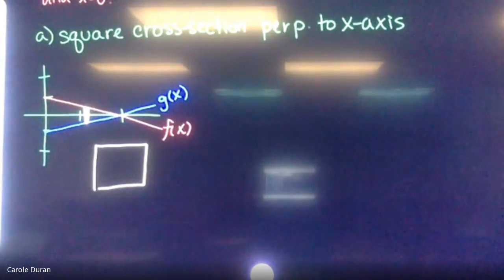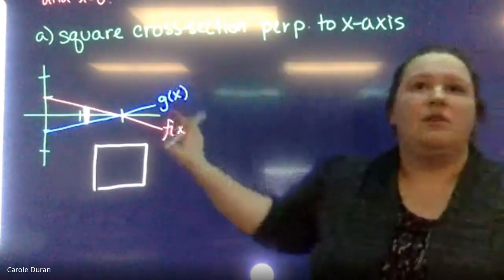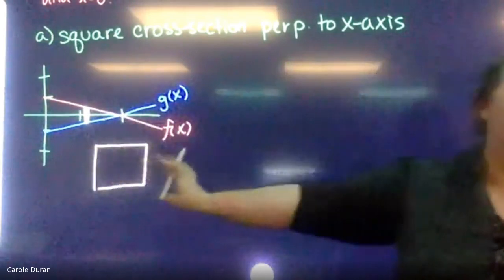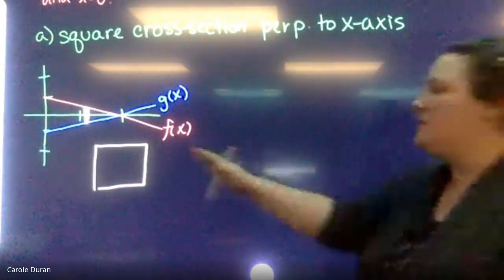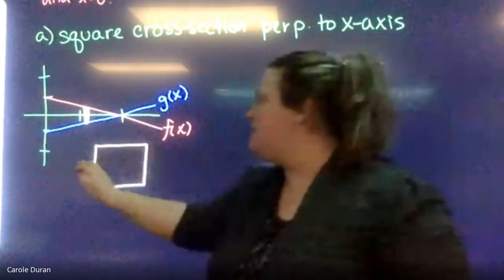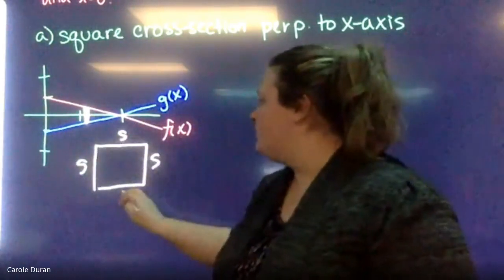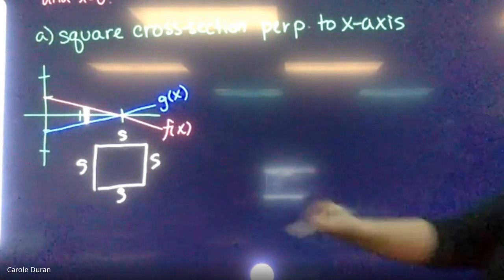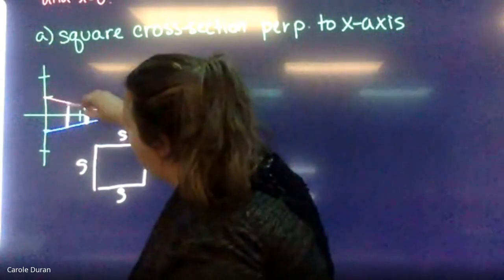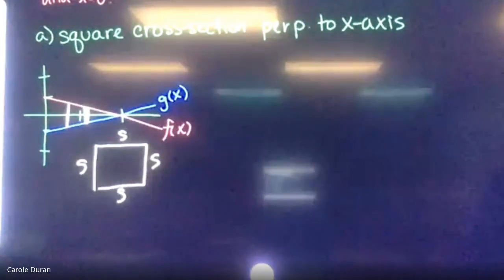So we have to find a way to relate these equations to the length of the sides of this square, because the only way I can calculate the volume is to first find the area of my square, or the area equation. A square, of course, has all the same sides, so all my sides are the same length. We're going to call them S. So how do I find S for any given point that I take a slice out of? Well, it's the distance between my f of x and my g of x, correct?